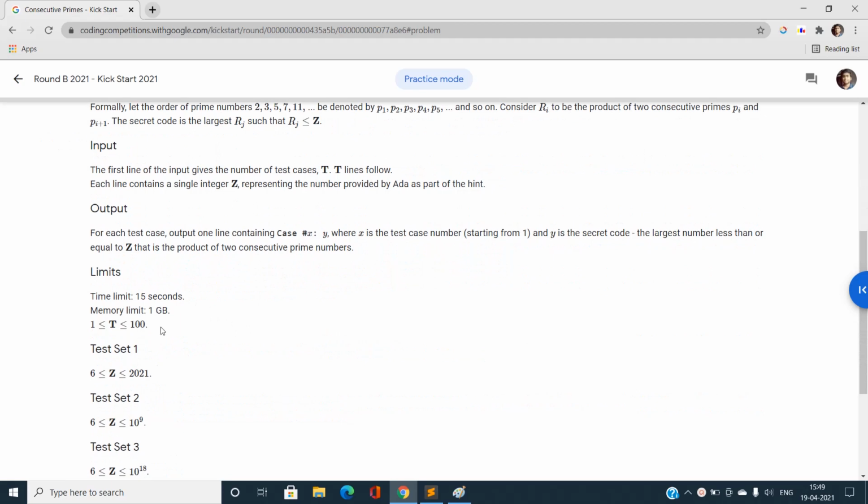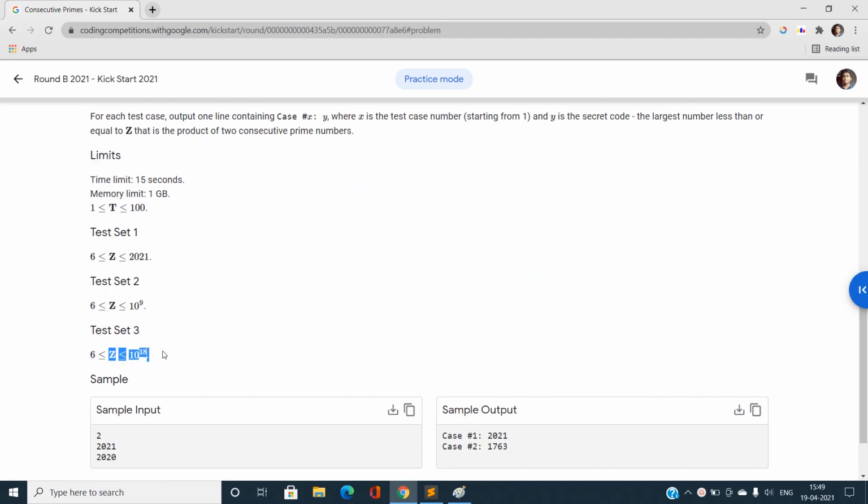Z can vary up to a maximum of 10 power 18 in test set 3, up to 10 power 9 in test set 2, and similarly in test set 1 it can vary up to 2021. So you can easily see that for passing test set 1 and test set 2 we can use the sieve of Eratosthenes algorithm to find the solution of this problem. If you are unaware of the sieve of Eratosthenes algorithm, do check the description for the tutorial of that also. Now comes the main part, that is test set 3: how we can manage to find the secret code that should not exceed this z.